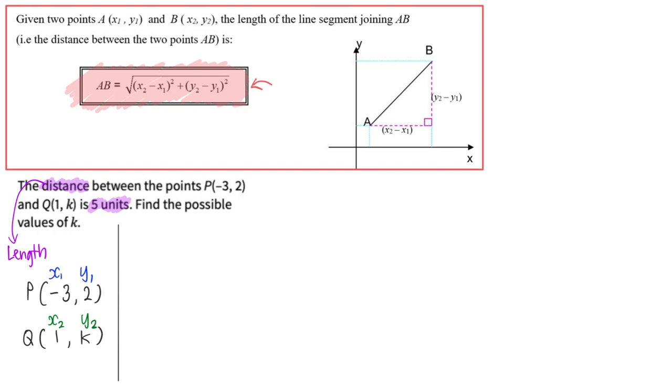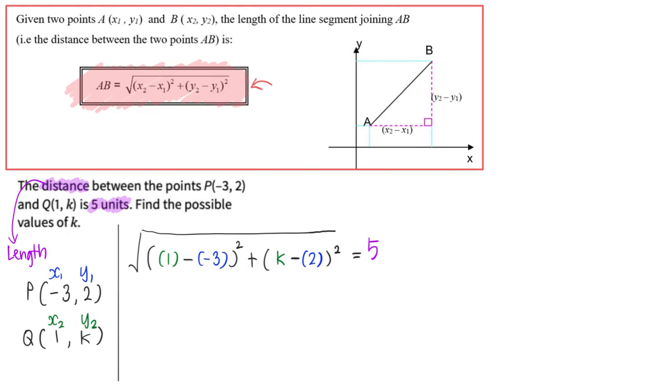But PQ at the same time is also equal to, if I apply the formula to find length PQ, the square root of 1 minus -3 bracket square, my x1 minus x2, plus my y2 minus y1, in this case k minus 2 bracket square, and this happens to be 5.